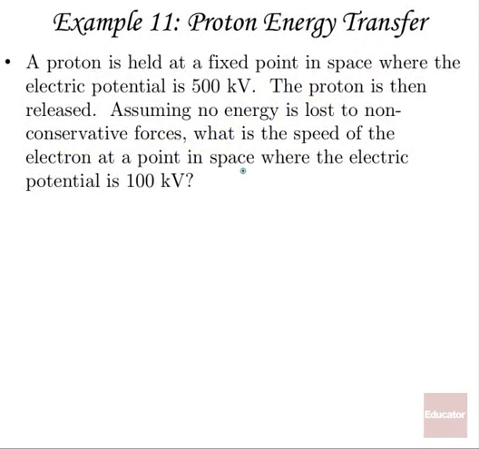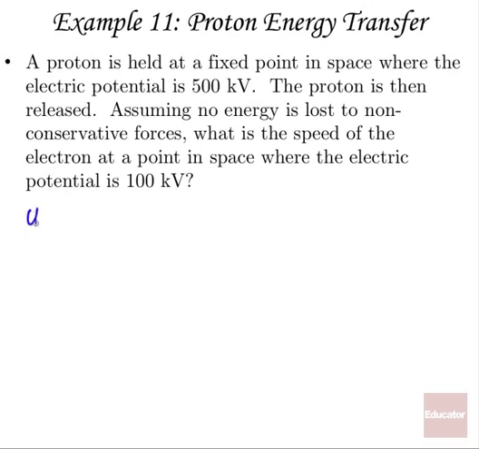Let's take a look at conservation of energy as we talk about these problems. A proton is held at a fixed point in space where the electric potential is 500 kilovolts, or 500,000 volts. The proton is then released. Assuming no energy is lost to non-conservative forces, what is the speed of the proton at a point in space where the electric potential is 100,000 volts? A conservation of energy problem.